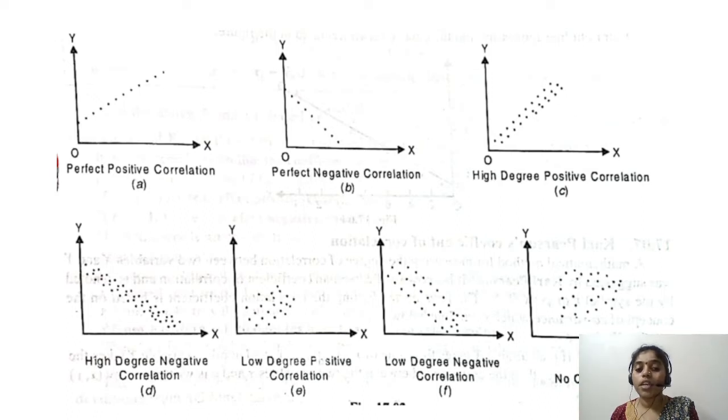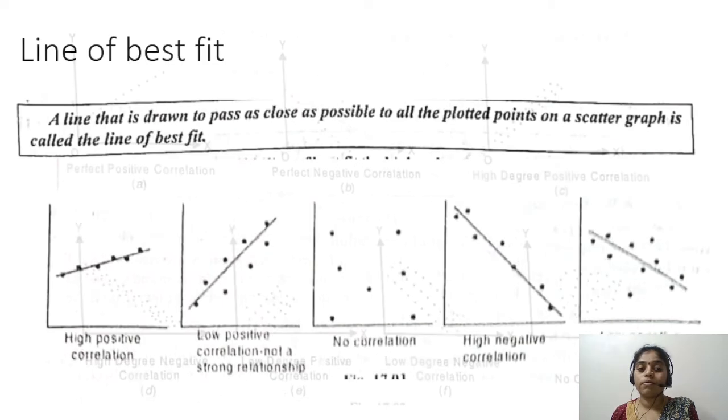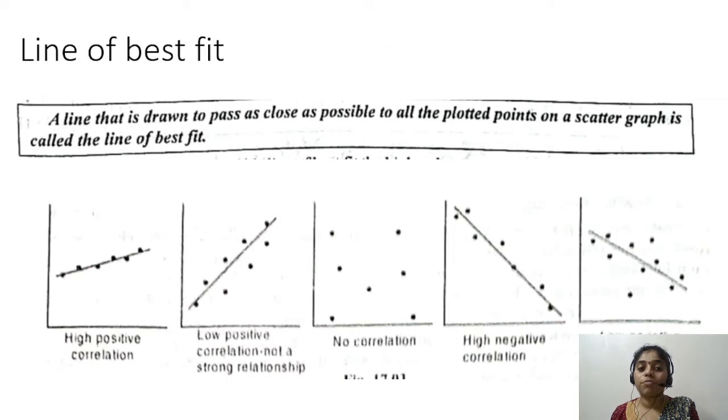This is high degree negative correlation, low degree positive, low degree negative, and this is no correlation. Next is lines of best fit. What is this line of best fit? A line that is drawn to pass as close as possible to all the plotted points on a scatter graph is called the line of best fit.